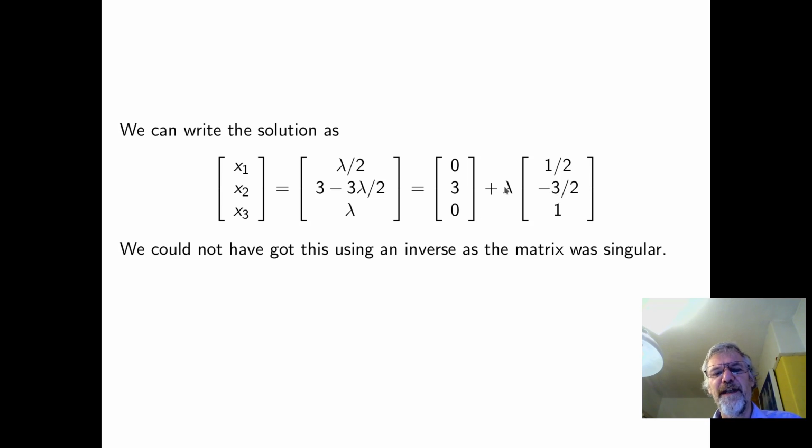You can call the unknown anything you like, and of course if you have a bigger system and you get more rows coming to 0, then you have more variables you can't find and you have to call them different things, typically Greek letters, lambda, mu, and so on.